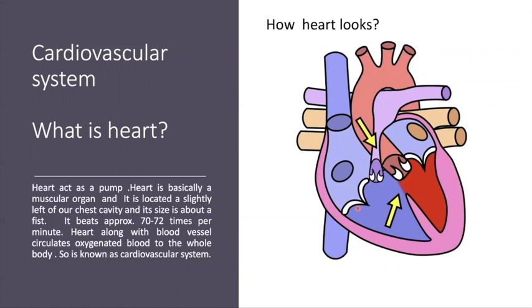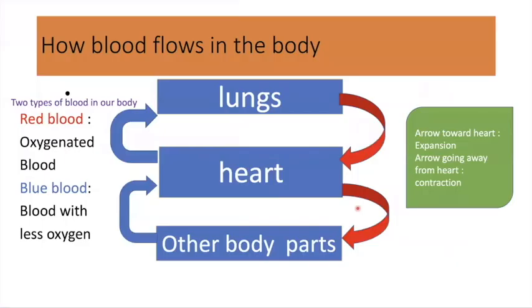Heart actually, along with the blood vessels, circulates the oxygenated blood to the whole body, so it is known as the cardiovascular system. Before starting to understand the function of the heart, we must know about the blood. There are two types of blood in our body, red blood and blue blood. So let us first understand what is this red blood and what is this blue blood.